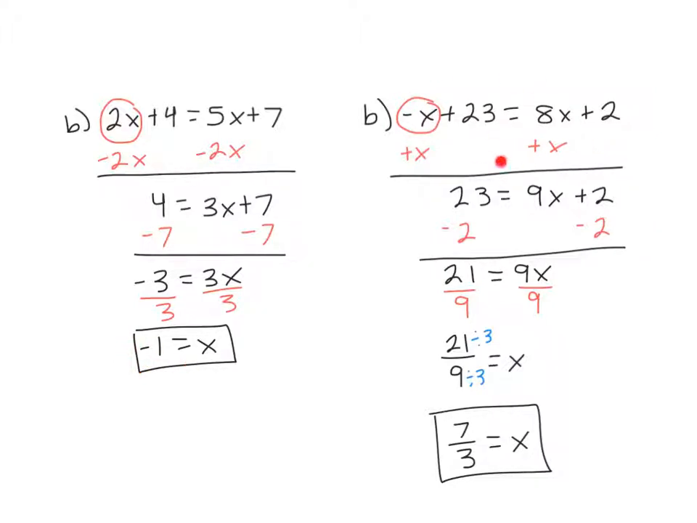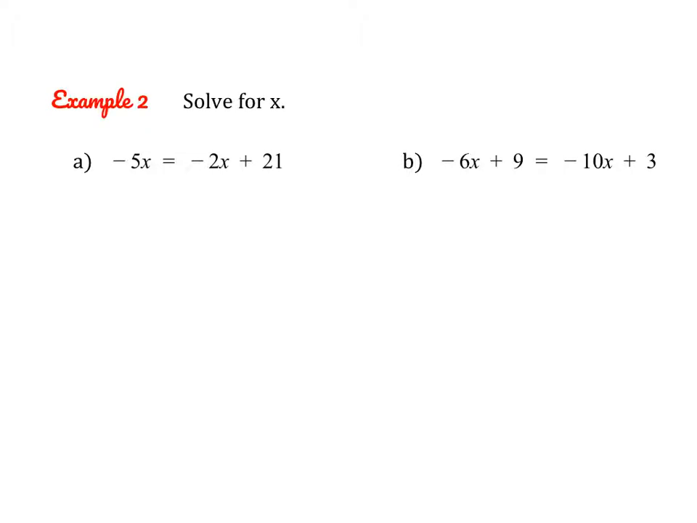For part B, or the second part, negative 1 is smaller than positive 8. So I'm going to move this term by adding x to both sides, the opposite of subtracting x. And from there I have all of my x's on the same side, and I'm left with 9 of them. Then you can subtract 2 and divide by 9. And since we have a fraction, we're going to check to see if we can simplify, which in this case we can. Our final answer should be 7 over 3 equals x. Okay, let's try two more together.